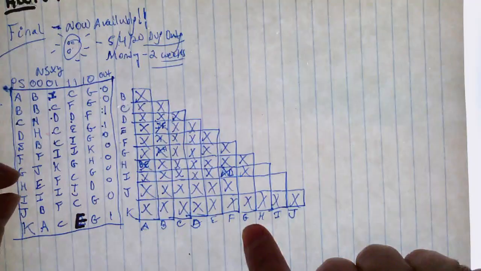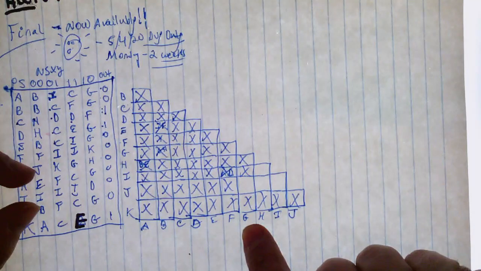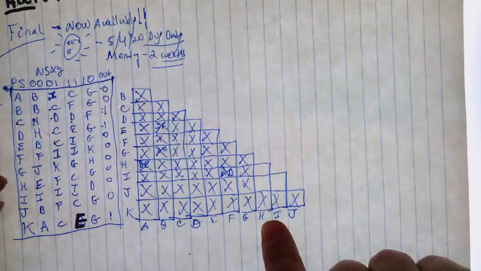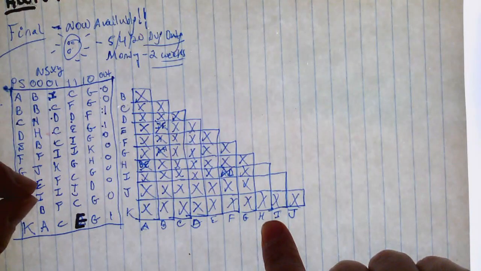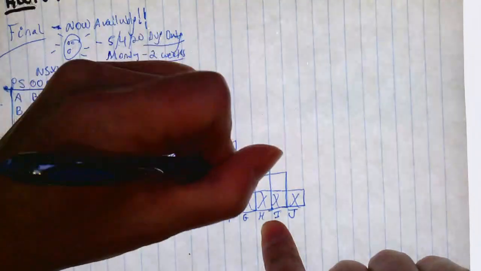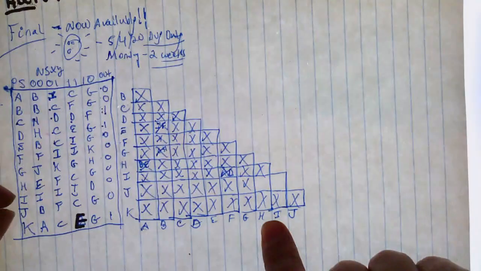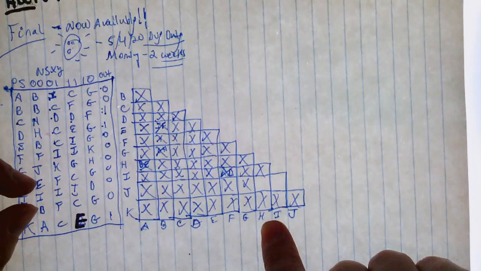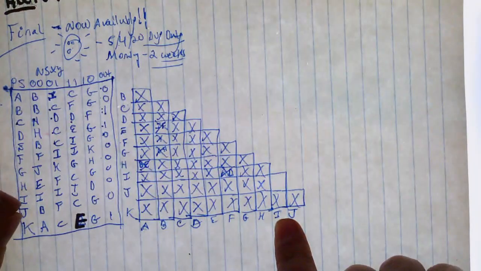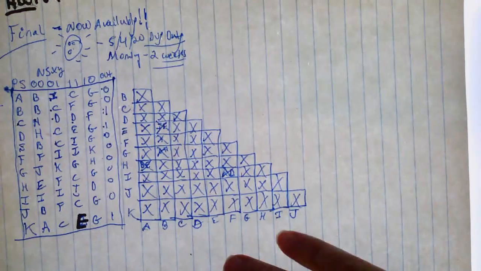G is equal to J if B equals J, and it does not. H is equal to I if E is equal to I, and it is not. H is equal to J if B is equal to E, and it doesn't look like it is. I is equal to J if B is equal to I, and it is not. And so we have a reduced form.